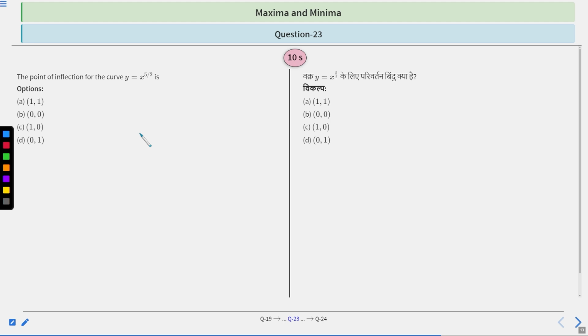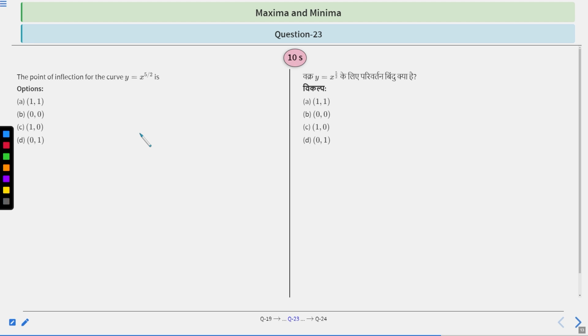The condition of a point of inflection is that dy by dx need not be 0, clear? And dy by dx is either less than 0 or greater than 0 at x equal to some point, which is known as the inflection point.